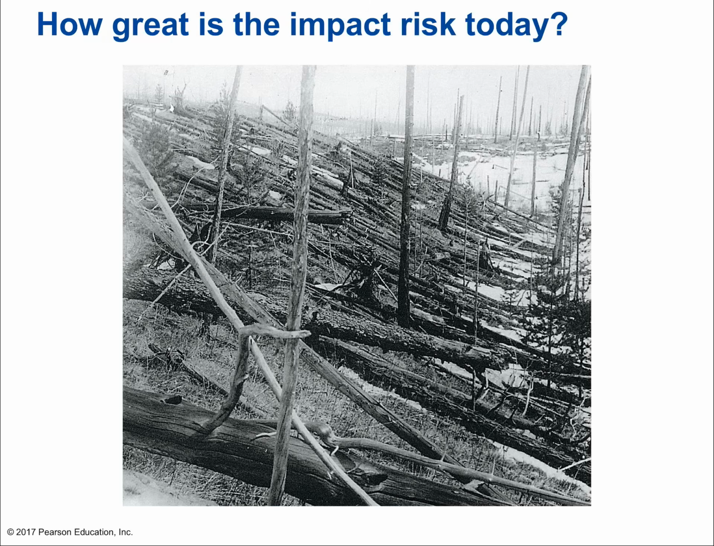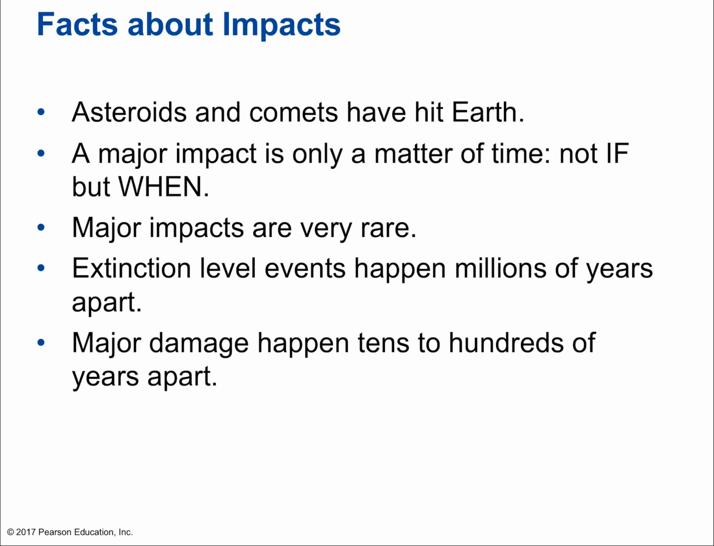Could that happen today? Is there something that's going to come and wipe us out? Maybe. So how great is the impact risk today? Well, asteroids and comets have hit Earth. A major impact is only a matter of time. It will happen. Take, say, another 65 million years. Who knows if humans will be here another 65 million years. But there's no possible way that there won't be some impact in that period of time.